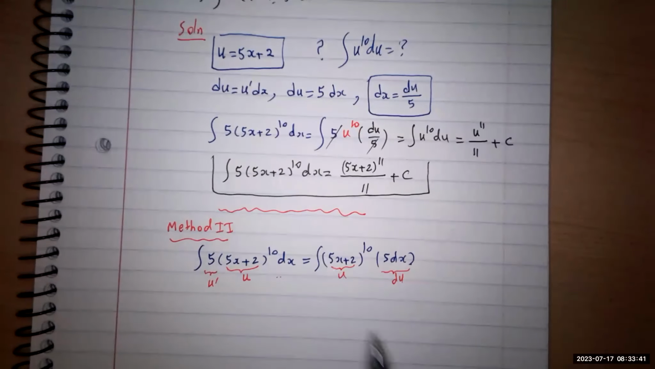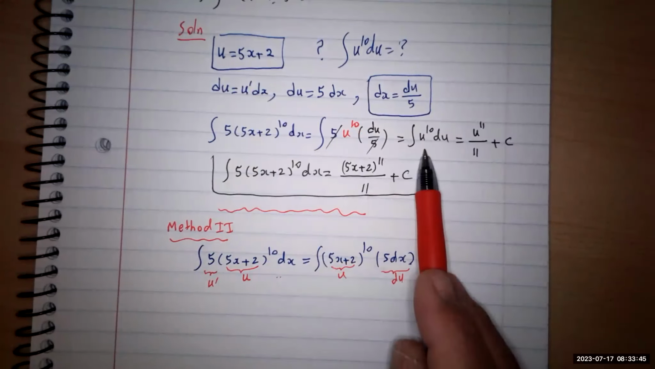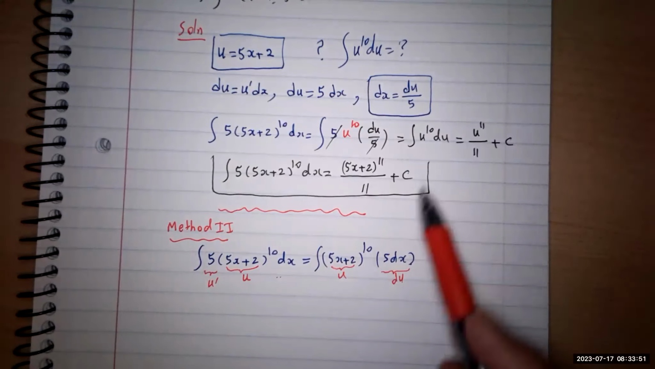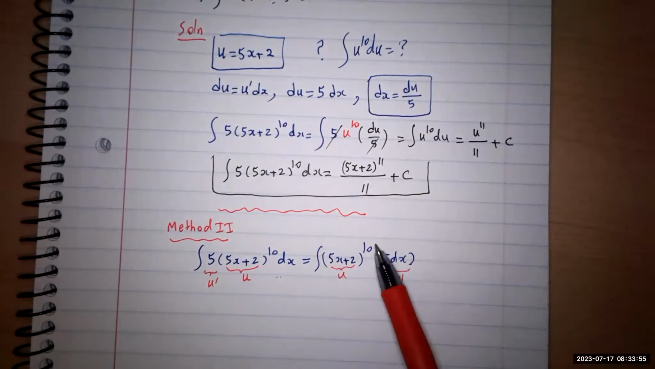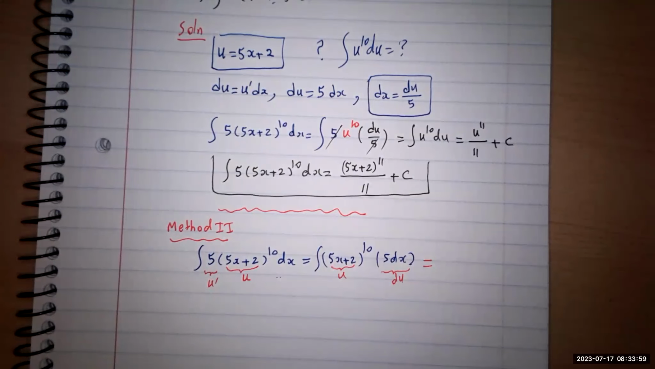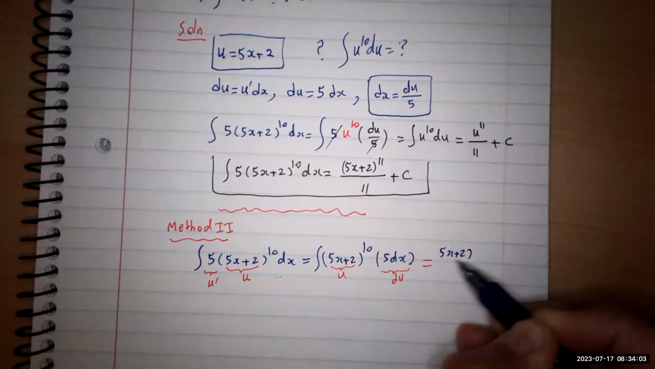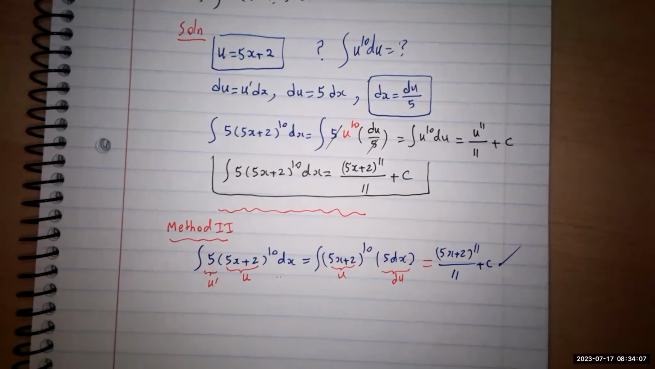So what you created is just u to the 10. You see, you create this one right here. So you have u to the 10, u to the 10 du, just the action of integration. We add 1 unit to the power. Okay, so this is going to be equal to u to the 11 over 11, which is (5x plus 2) to the 11 over 11, and a constant c, and you're done.